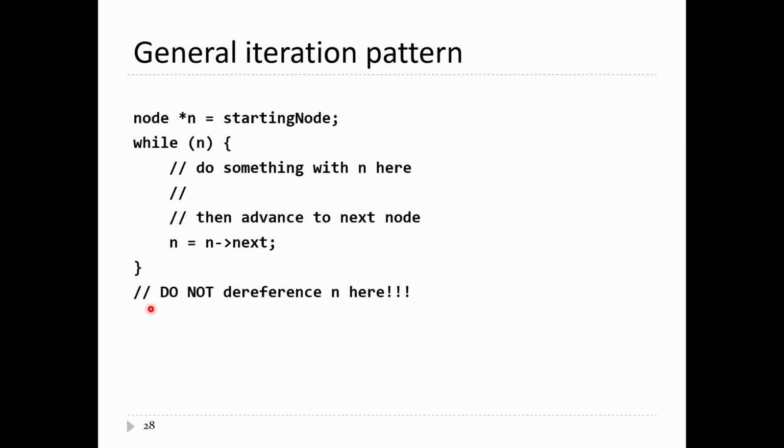Now, what you have to remember is n is null after the loop. So whatever you do, don't dereference n here. You have to be very careful not to dereference n there, because if you do, bad things will happen. In C, it's undefined behavior. So your program might crash, it might not, which really sucks when you go to debug, by the way.